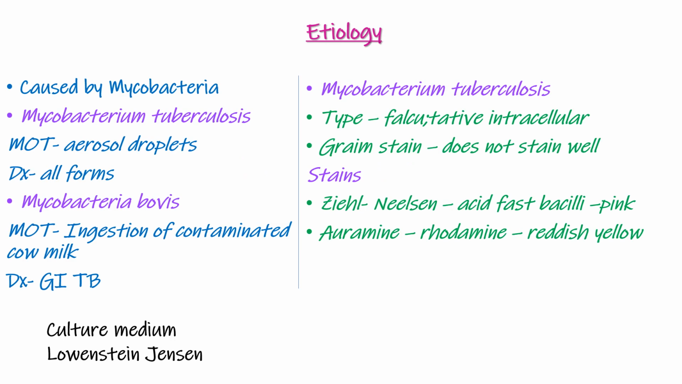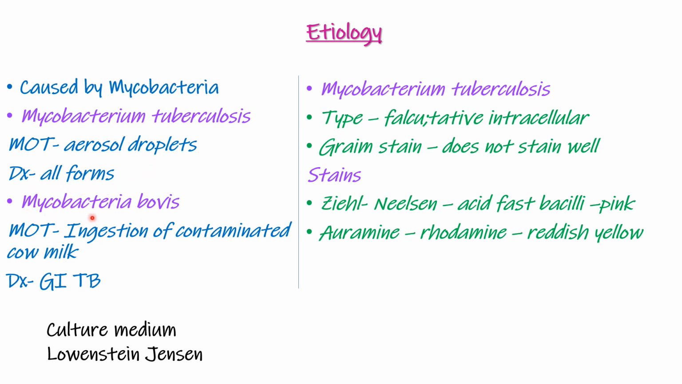Today we are going to talk about tuberculosis. So, what is the etiology of tuberculosis? Tuberculosis is caused by Mycobacterium, and we have two species: Mycobacterium tuberculosis, which is the most common, and its mode of transmission is through aerosol droplets. It causes all forms of disease.